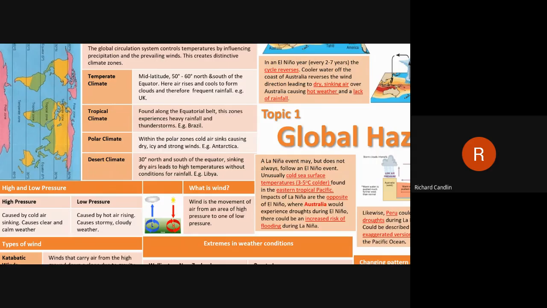On the low pressure, we can see here that it's actually caused by hot air rising, and we get more stormy, cloudy weather. And we get the opposite when we go to areas of high pressure. It's usually caused by the cool air sinking, because where we have all this cold air, it sinks, as was just said there, because it's denser. Okay, right, that's low pressure for me, sir.